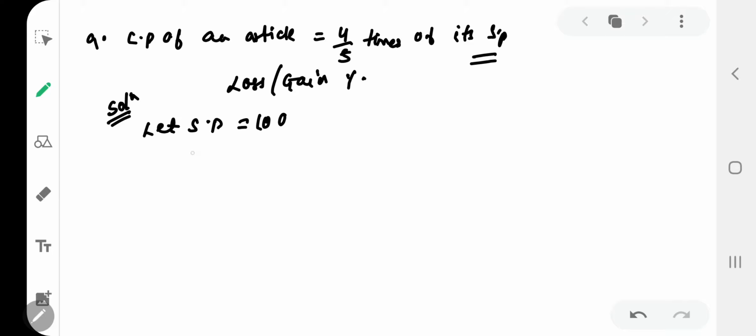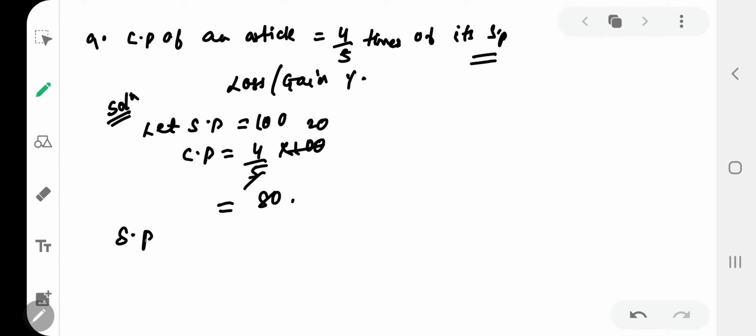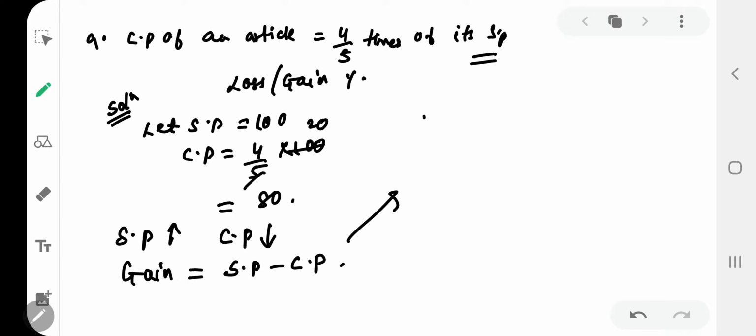Once I got selling price as 100, my CP is 4 upon 5 of 100, and my CP this time is 80. My SP is 100, SP is greater than CP, which is just 80. So that means I have gained. Gain is SP minus CP, that is 100 minus 80. So you will get 20 as your gain.